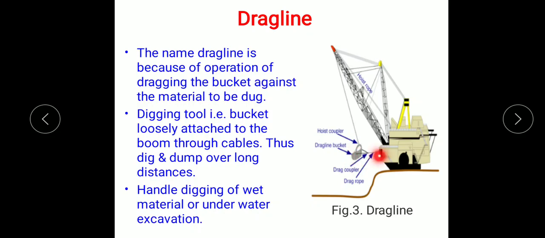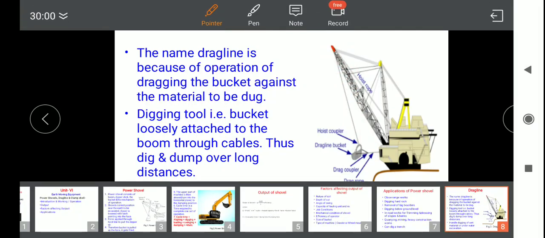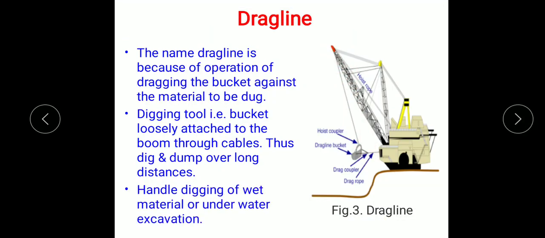This is a drag rope. This is a drag coupler which is attached to this bucket, and this is a hoist coupler through which a force is applied to this bucket, and because of which there is an excavation. These are the various hoist ropes. This is a boom and this is a mechanism that is used for the operation of this whole assembly.